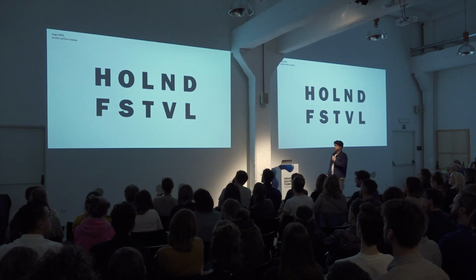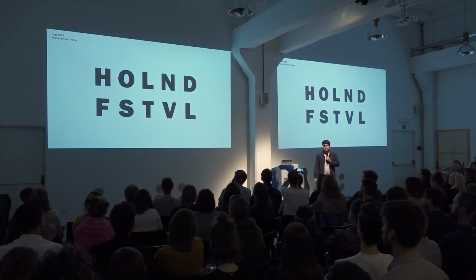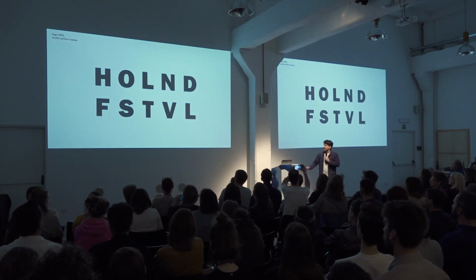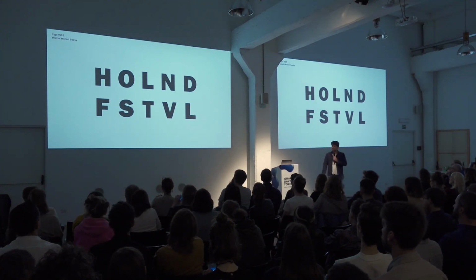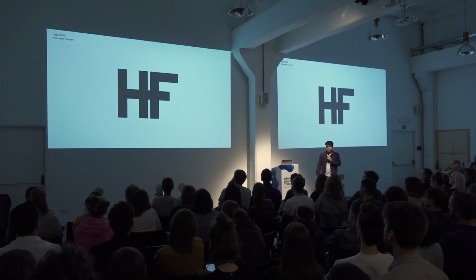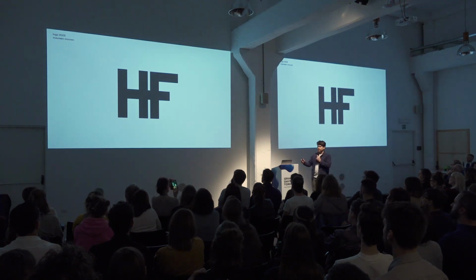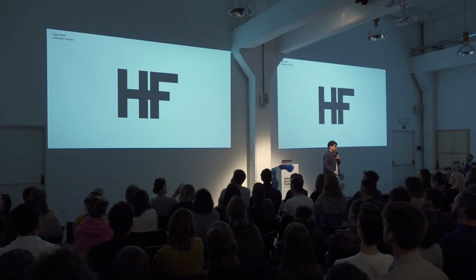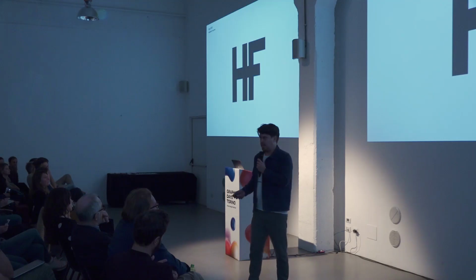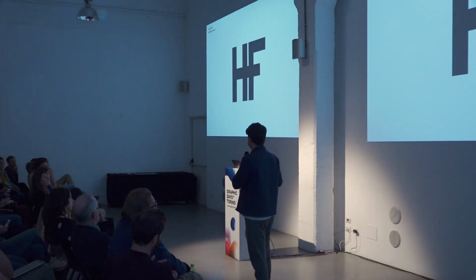So how we did it. This is the logo made by Anton Beeke in 1995. And as you see, he took away some vowels. He made the logo a little bit shorter. And then 10 years later, in 2005, Maureen Mooren made this logo. She made it even shorter into this HF. So the question we asked ourselves was, how can we make this even shorter?